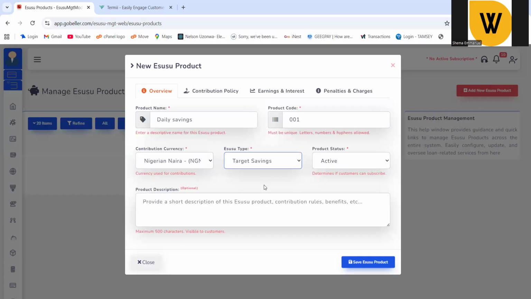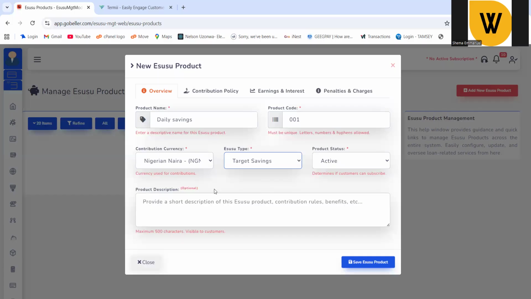So of course that's a service charge for the target savings, or you can refer to it as ESUSU or traditional savings, as the case may be. But of course we have policy configuration on each of the plans that makes it flexible for businesses. Today, I'll be walking you through.